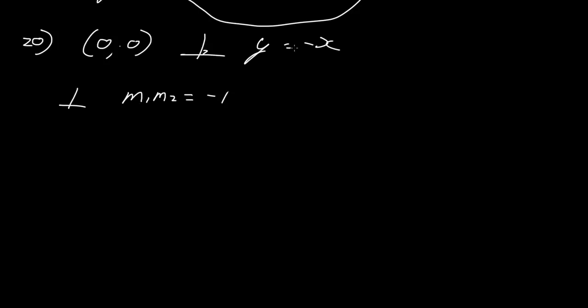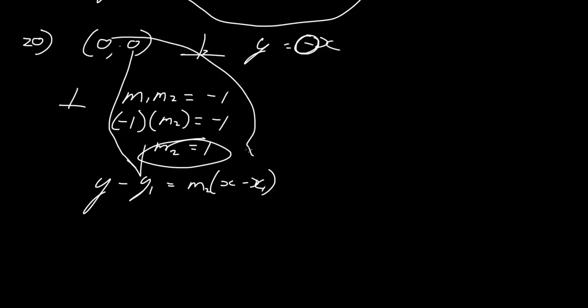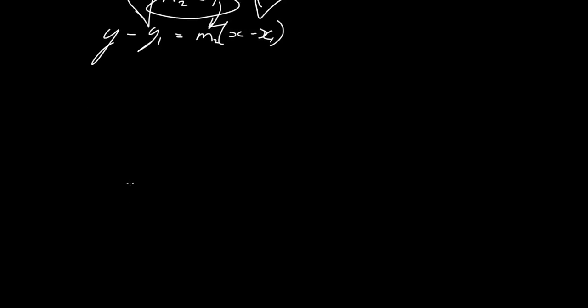And the gradient of the line that we're given is -1. So -1 times m2 is equal to -1, so m2 is going to be equal to 1. Then we can use our point gradient form. y minus y1 equals m into x minus x1. Here it's m2 because we're using this gradient. You substitute in your y point, your x point, and your gradient. Then you can calculate and leave it in whatever form you like.